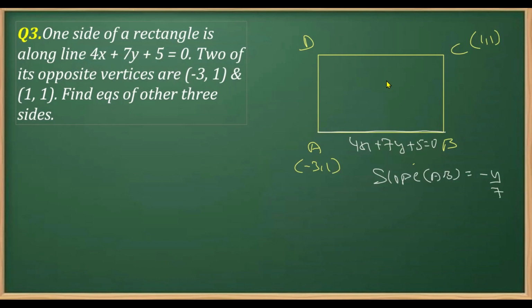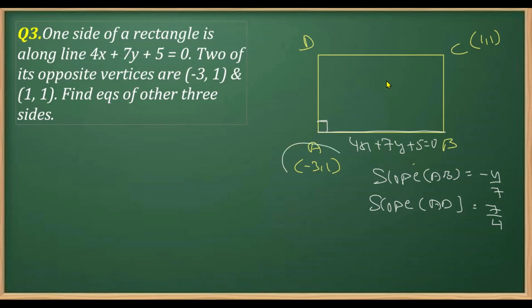Now what you know is that each angle of a rectangle is perpendicular. So I can now say that the slope of the other line, that is AD, should be the negative reciprocal of this. So the slope of AD will come as positive 7 over 4. Now we have to obtain the equation of this AD.